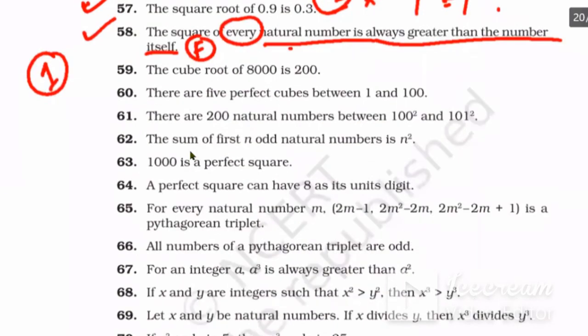Okay. Question number 59. The cube root of 8,000 is 200. Correct? False. What is the correct answer? Sir, 80 lakh. Huh? The cube root of 8,000.